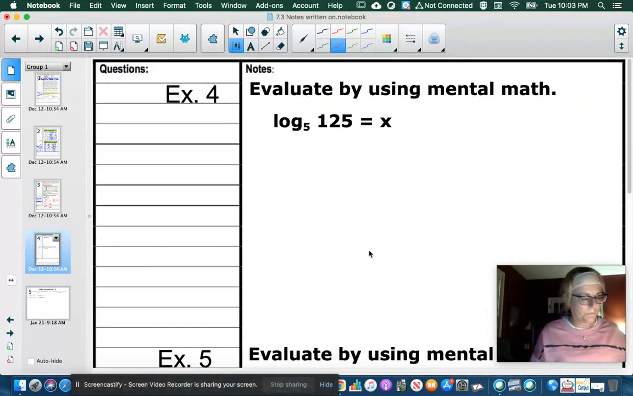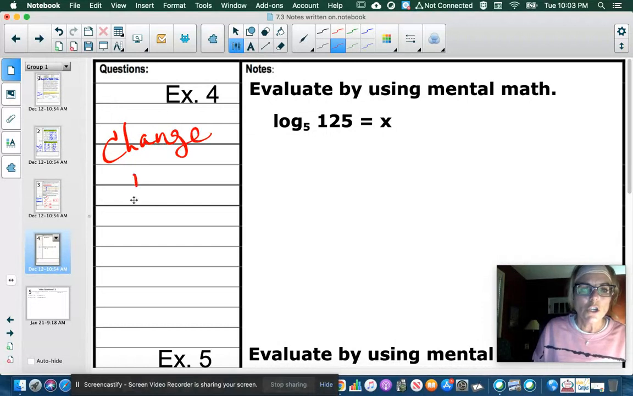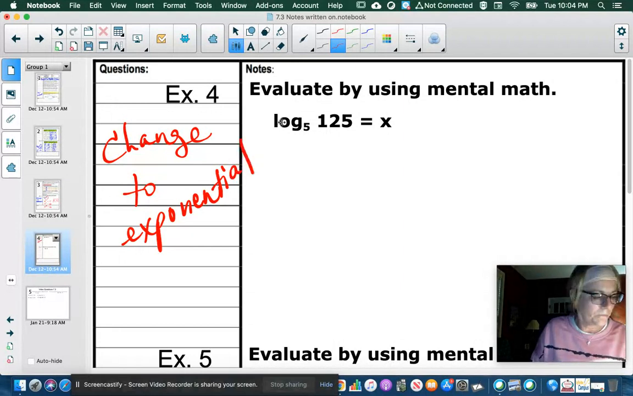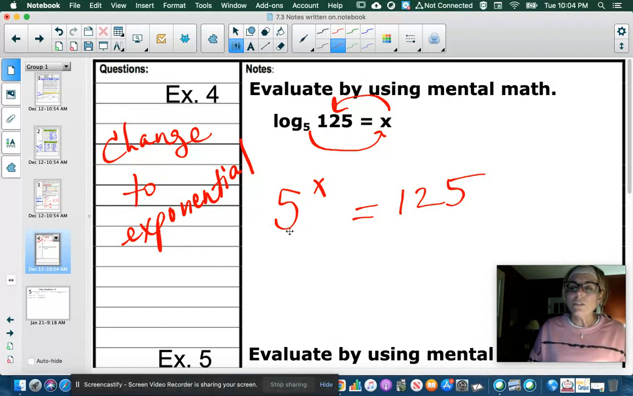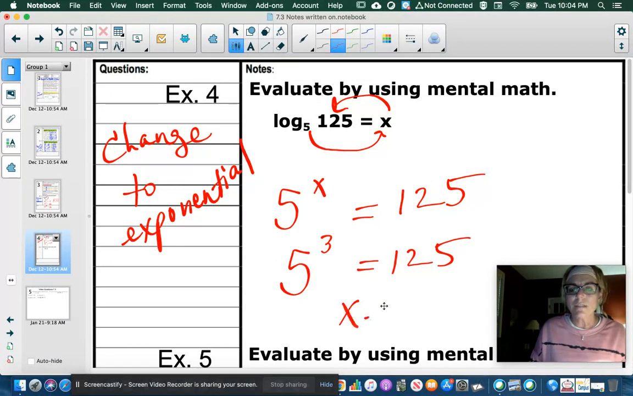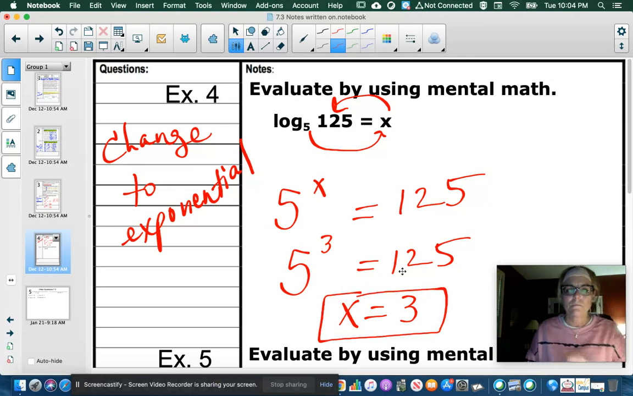Example 4. Evaluate by using mental math. Oh, they gave us the base. So we have to change to exponential. 5 to the power of x is 125. We ask ourselves, 5 to what power is 125? Well, 5 to the third power is 125, so x is 3. 5 times 5 times 5 is 125.